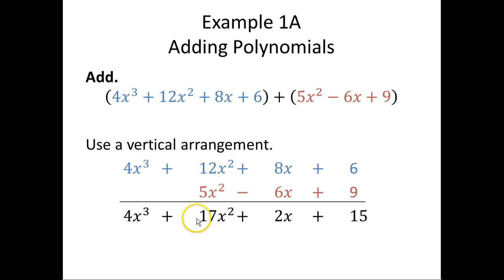And then I do normal arithmetic. I have 4x to the power 3 plus 0x to the power 3, so altogether I have 4x to the power 3. Here I have 12x squared, and I'm adding 5x squared to it. That gives me 17x squared. 8x, take away 6x, I have 2x, and 6 plus 9 is 15. So altogether, the sum of these two polynomials is this resulting polynomial here, using a vertical arrangement.